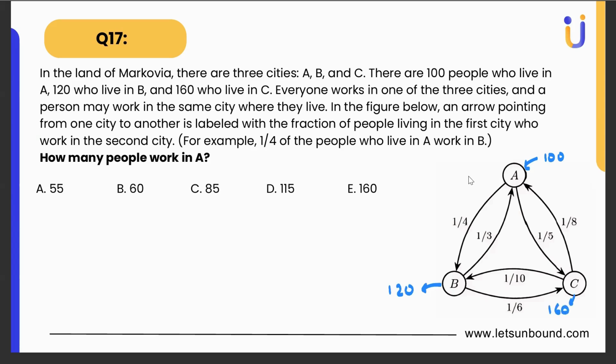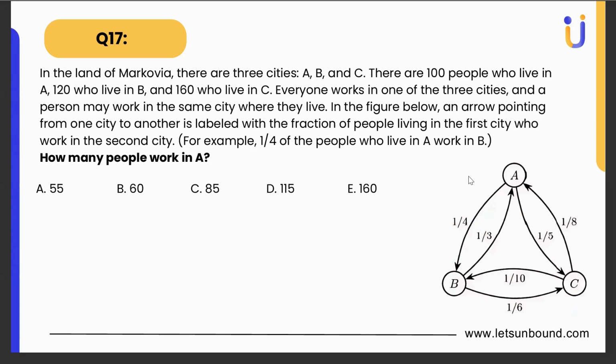Everyone works in one of the 3 cities, and a person may work in the same city where they live. In the figure below, an arrow pointing from city 1 to another city is labeled with the fraction of people living in the first city who work in the second city. For example, if I look at this arrow, which is written with 1/4 as a symbol, it indicates that 1/4 of the people who live in city A work in city B. And similarly, the opposite arrow, 1/3, indicates 1/3 of the people from city B live in city A. So it's an easy question if you look at the diagram and understand its meaning quite carefully.